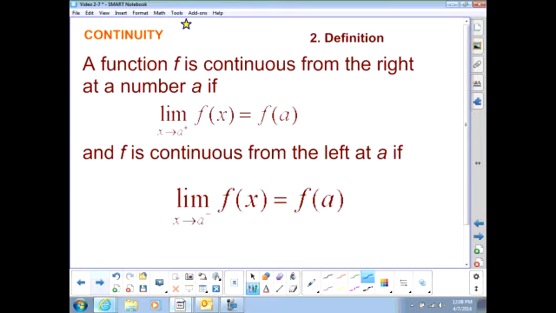Now, just like we can have limits from the right and left, we can look at continuity from the right and the left. A function is said to be continuous from the right if the limit from the right is equal to your y value. So it's usually easiest to see with a little visual.